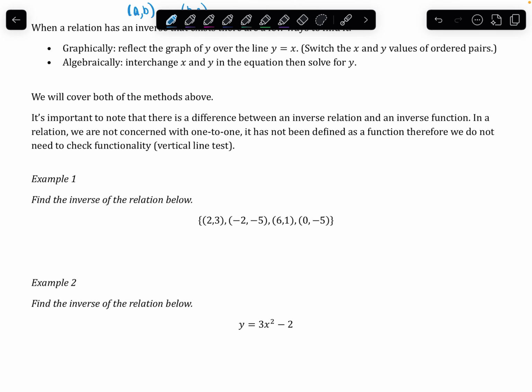All right, example 1. Find the inverse of the relation below. A relation, we'll just call it a relation, means we don't know whether or not it's a function. So just keep that in mind. We did that way back in the beginning of the semester.